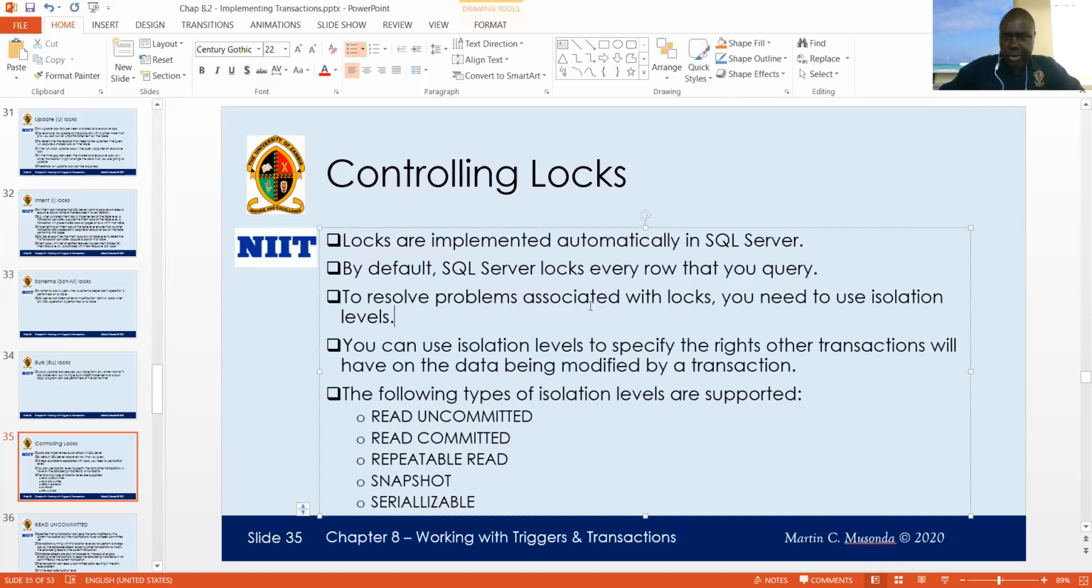How should locks be controlled? Okay. Locks are implemented automatically in SQL Server, so in most cases, you don't need to make any changes. By default, SQL Server locks every row that you query at the time that you are querying it. To resolve problems associated with locks, you need to use isolation levels. You can use isolation levels to specify the rights other transactions will have on the data being modified by a transaction.